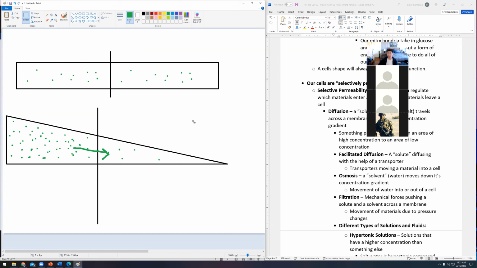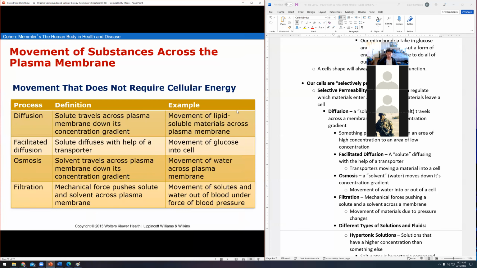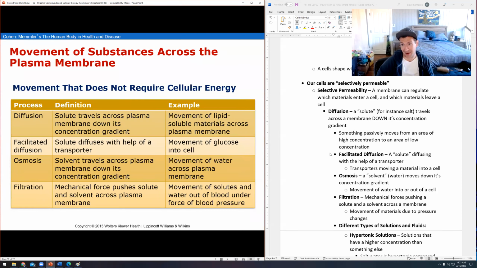And now the concentration's equal on both sides. Nature's happy, right? That process of moving, that is diffusion. This is like me. If you put me in a crowd, I don't love crowds. So I'm probably just going to naturally move away. I'm going to work my way to the door where I can breathe a little bit better. I'm going to diffuse away from the crowd.